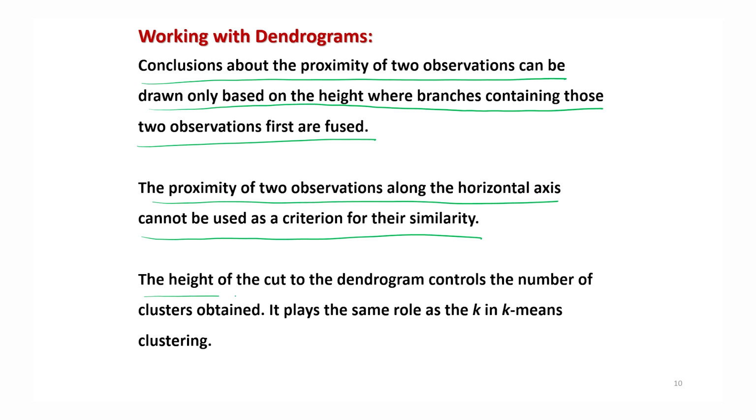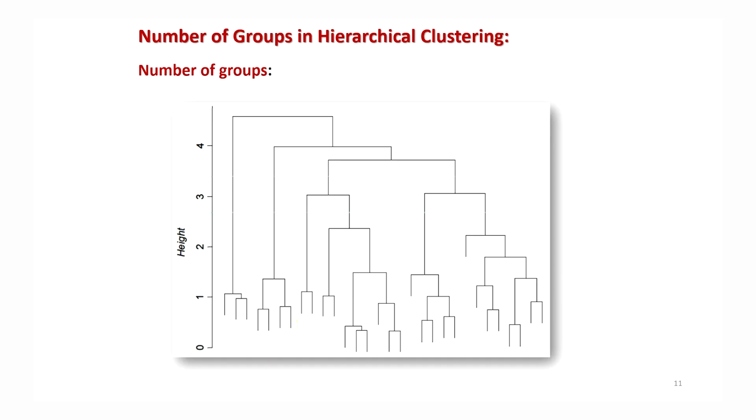And the height of the cut to the dendrogram controls the number of clusters obtained, and it plays the same role as in K means clustering. K means clustering we are going to talk about. So we will see that this number is going to play a similar role to what the value of K is going to be.